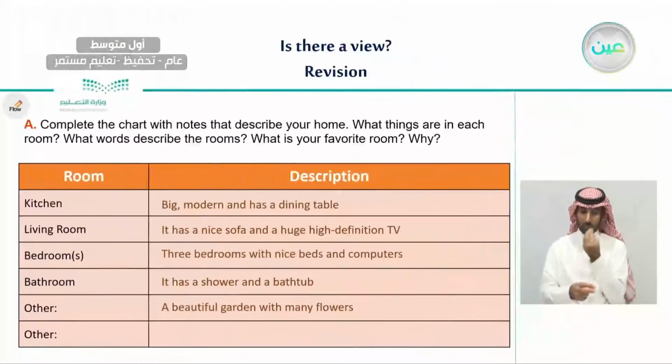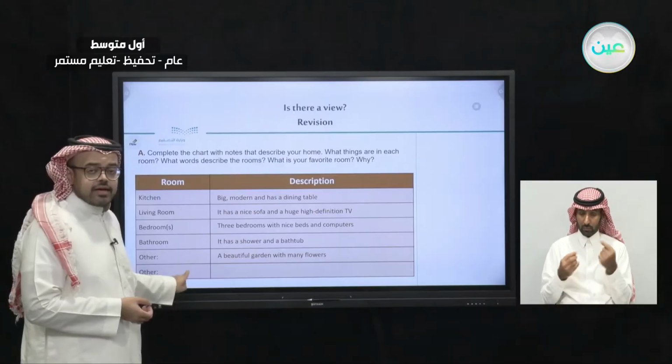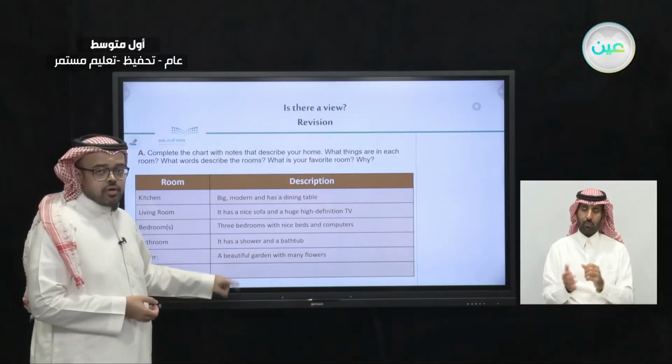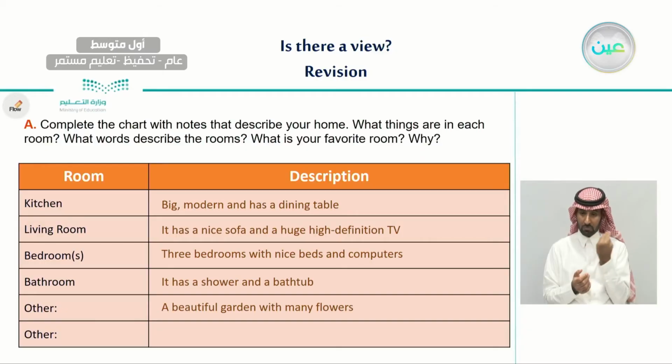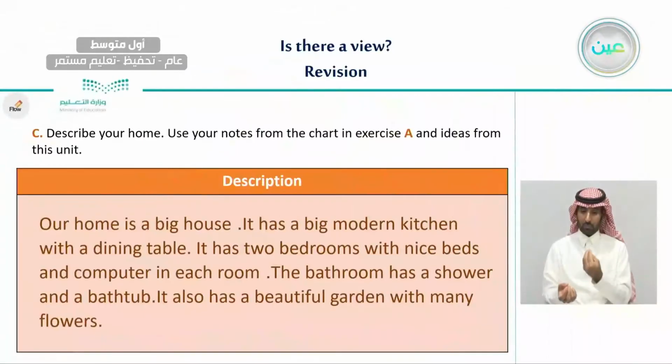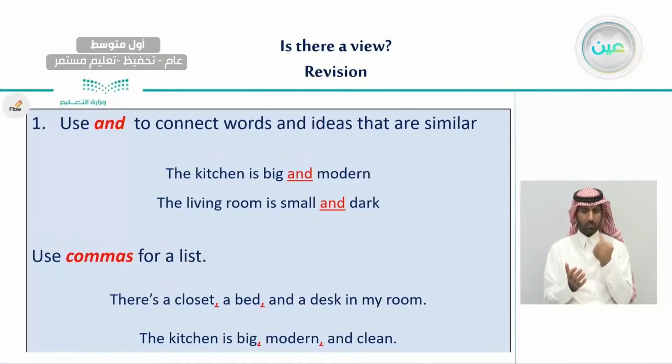And we said that if there is a room or something in the house that is not mentioned here, we can write it in other, okay? We gave an example, a beautiful garden with many flowers, and we used it in the paragraph. The other part we also learned in the writing lesson was the conjunction.